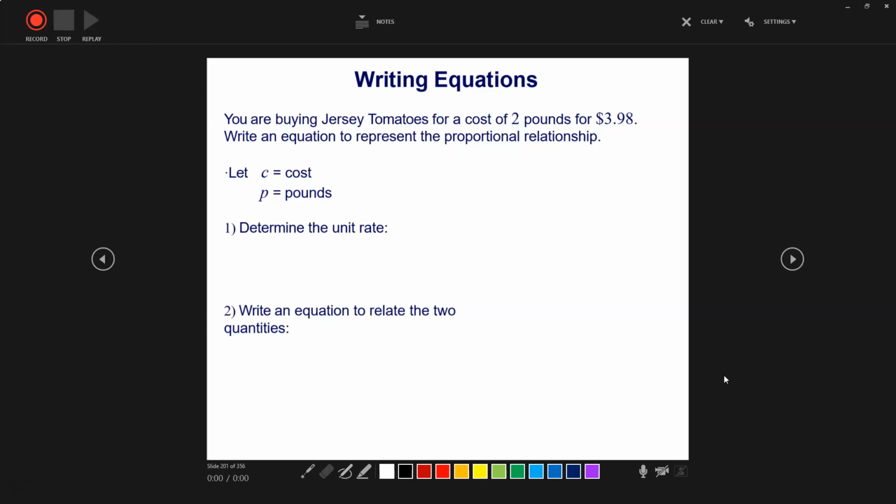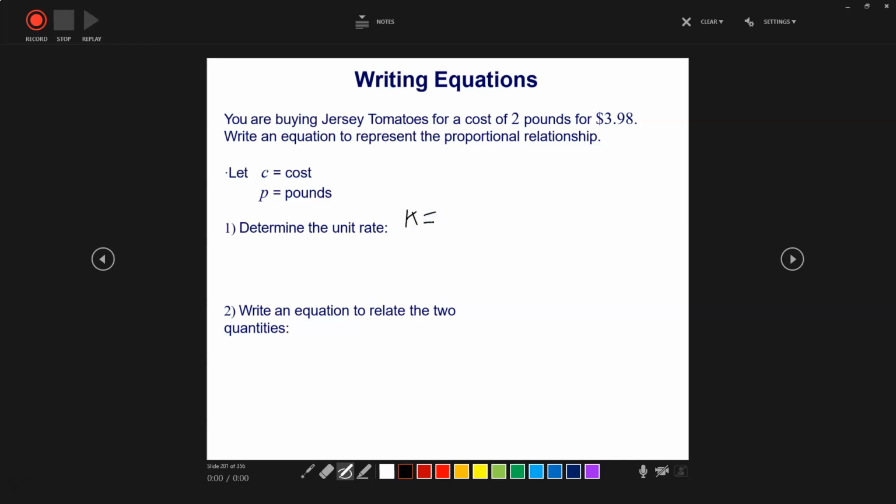If you are buying Jersey tomatoes for a cost of 2 pounds for $3.98, write an equation to represent the proportional relationship. All right, so the first thing we have to do is determine the unit rate. C is for cost, P is for pounds. Okay, and so what we do is, my writing utensil is not great, but I'll do my best here.